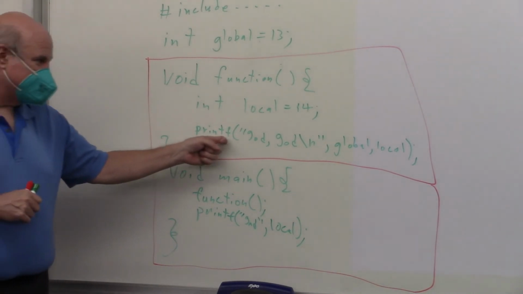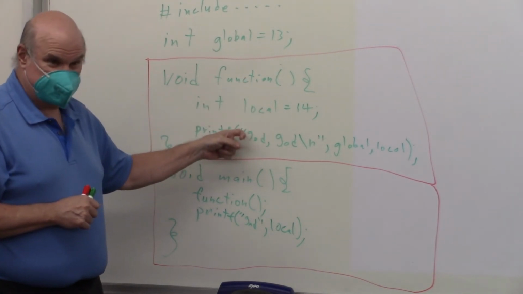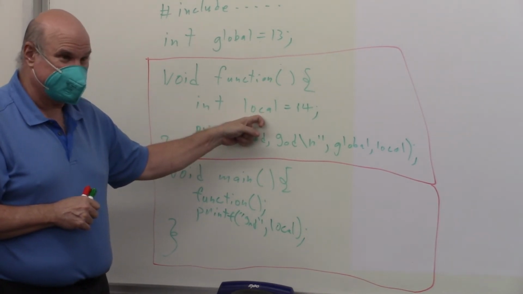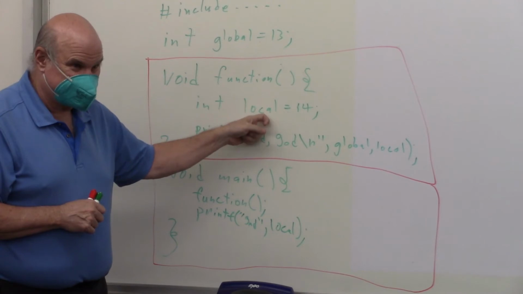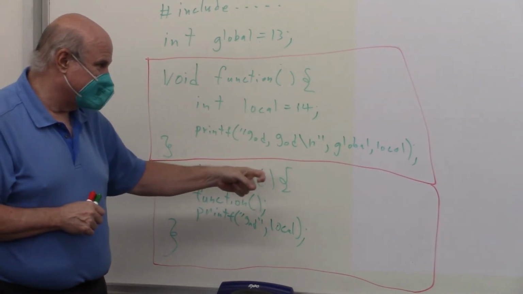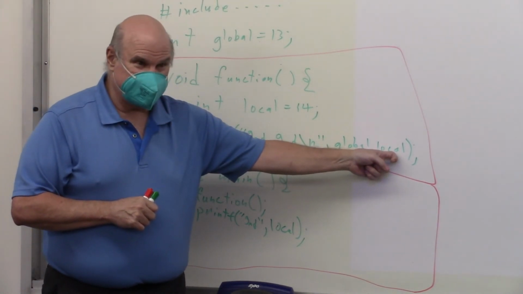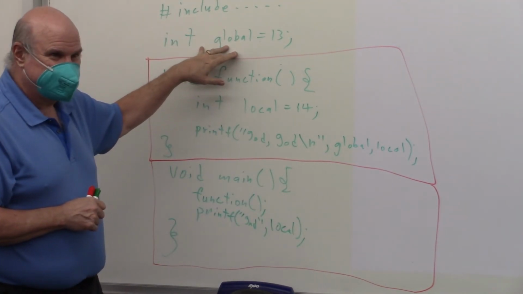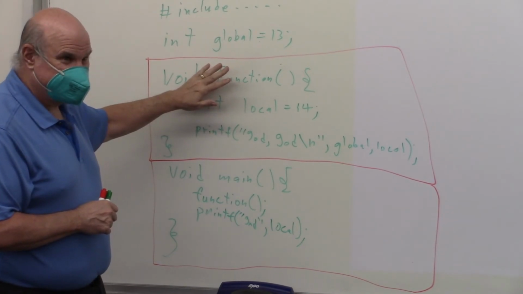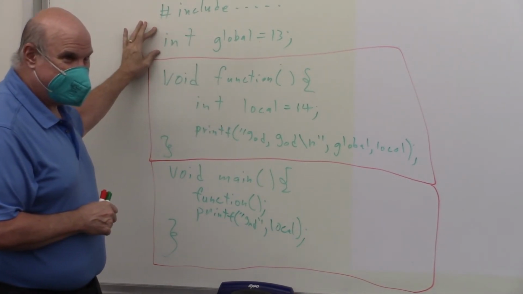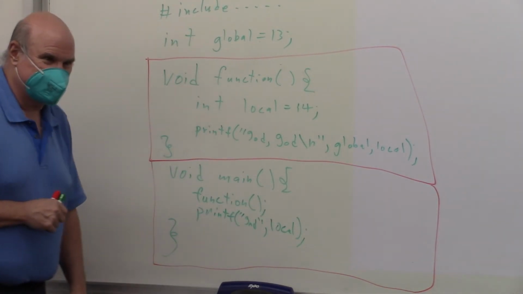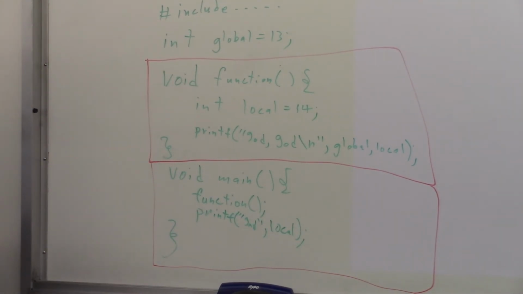But this print statement is within this function, so anything within this function, after the declaration of local, can see local, because local is within the scope of the function. So it's perfectly valid to use local in the function. Now this variable global is outside of this function, but global to it, higher than it, so it's valid to use it too, because it can see it. So that is what scope means.